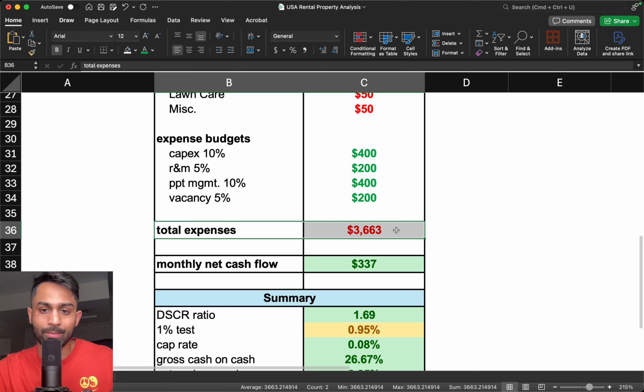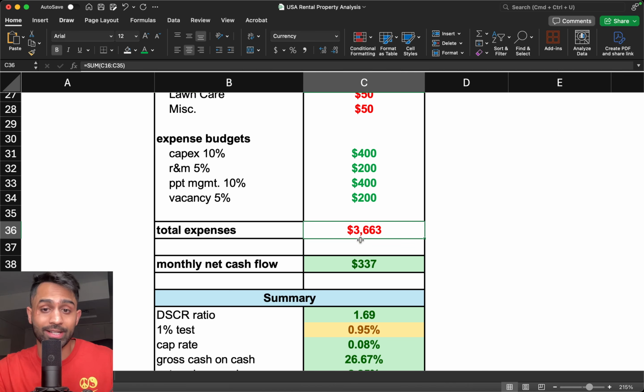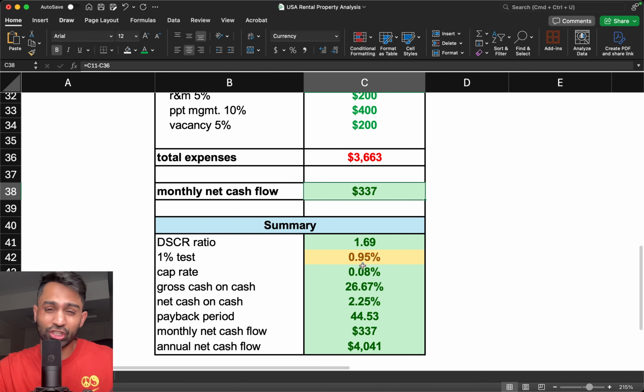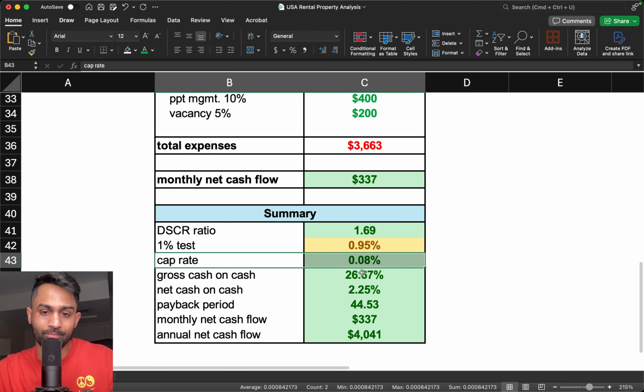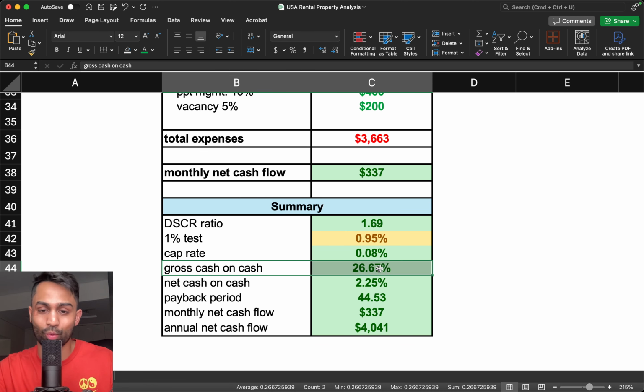So total expenses come out to $3,663, which leaves us with a monthly net cash flow of $337, which is actually not bad. My threshold is roughly around $200 to $300 per month in net cash flow after everything is paid for. And we are able to achieve a DSCR of 1.69. The 1% test, just slightly under 1%. Cap rates, pretty zero. We got gross cash on cash of 26%.